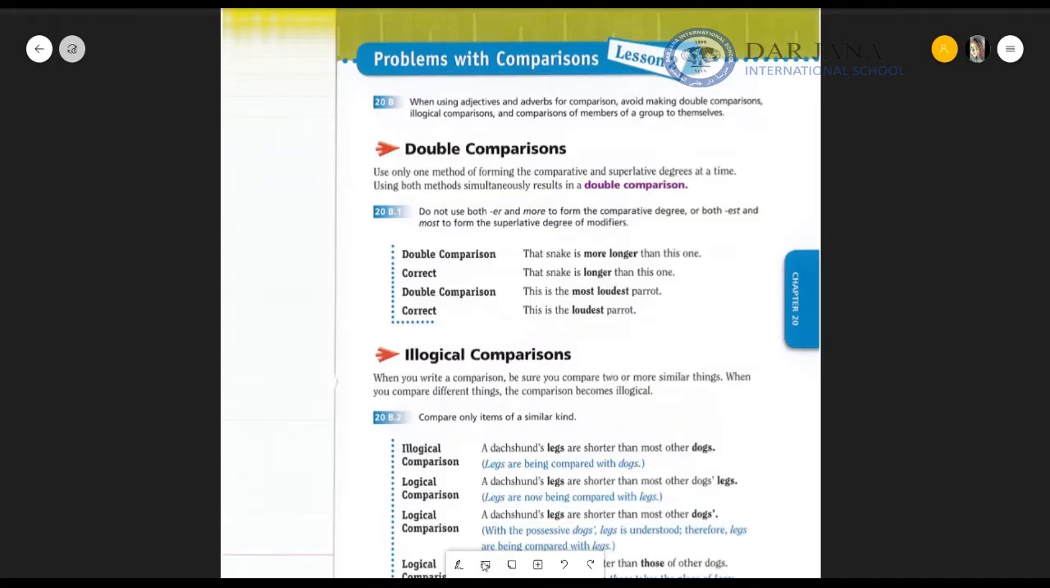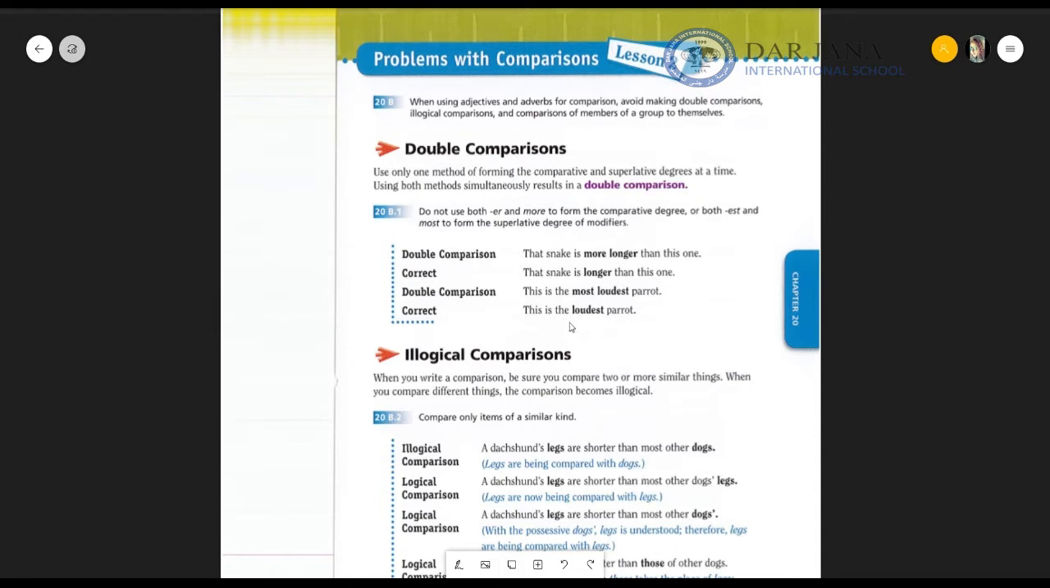Welcome back to lesson number 2 of chapter 20, where we discuss problems with comparisons. And yet again, this is an extremely important lesson because it teaches us how to avoid such incorrect comparisons and how to fix them if we spot any that are incorrect. So at the end of this lesson, we will have the skill to identify common mistakes in comparisons and to understand how to correct those mistakes, making a proper sentence.